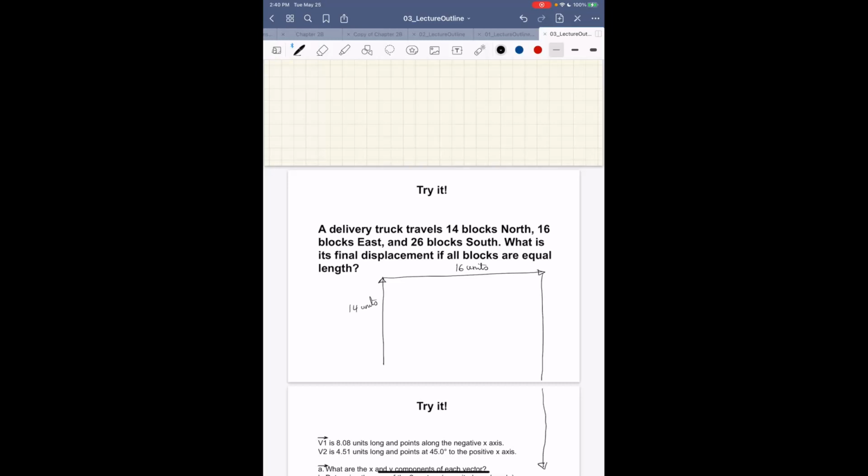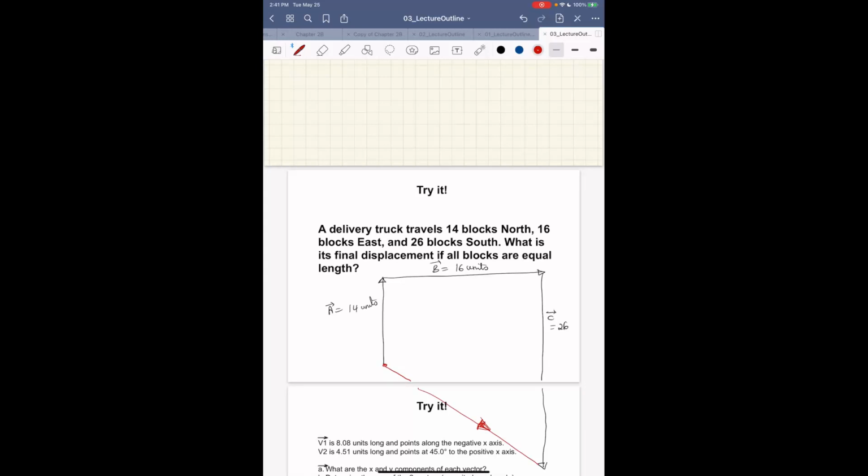Here I don't have enough space to finish it, but let's assume something like this. I can say this is my A, this is my B, this is my C, which is going to be 26. And what is its displacement if all the blocks are equal? What I'm looking for is this vector here. Okay, then this is the vector that I'm looking for. Now this is going to be the resultant.